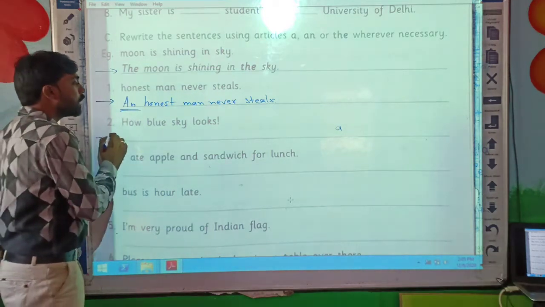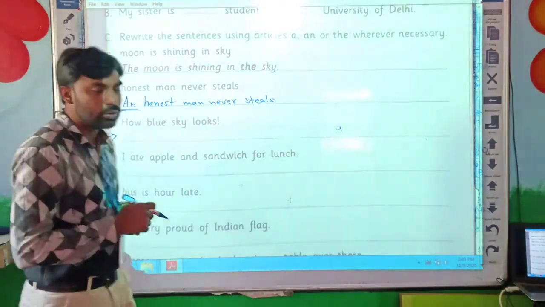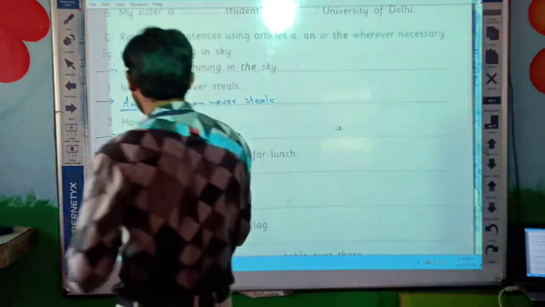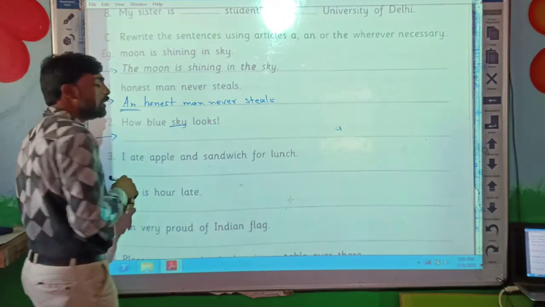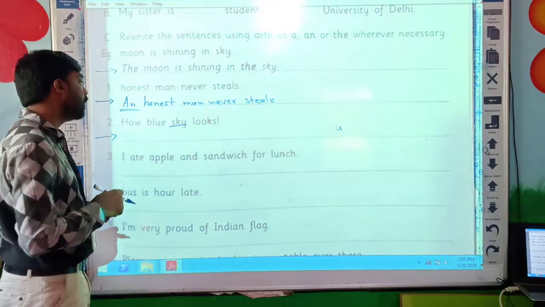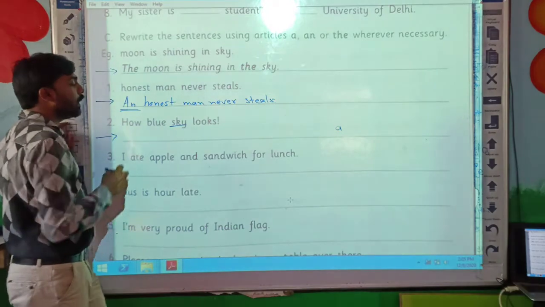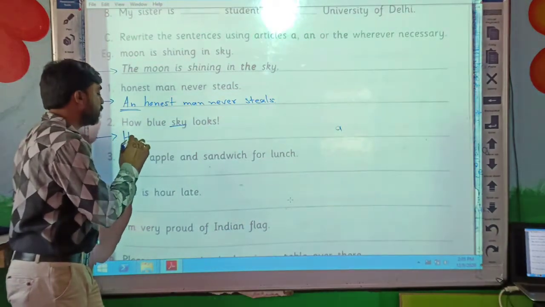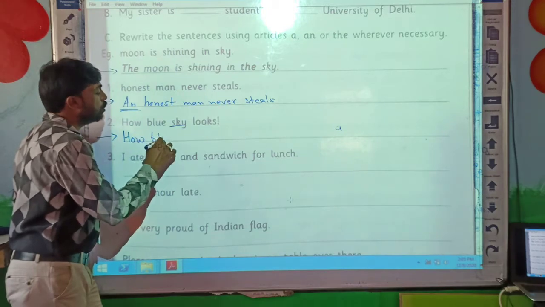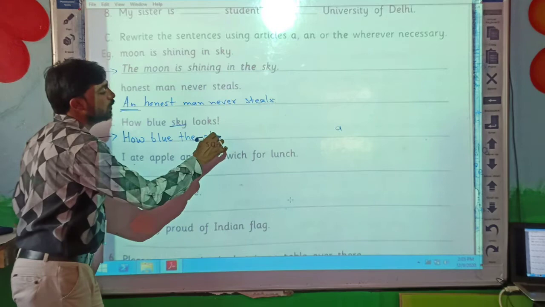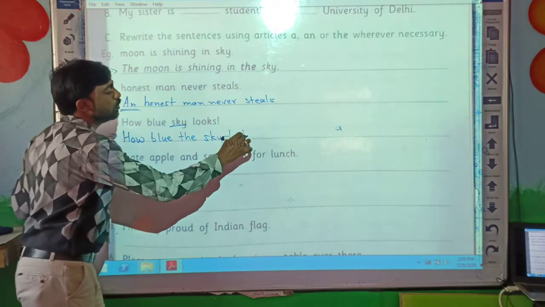How blue sky looks. So students, one noun is here, sky, and this is one common thing. This is one thing in the world only. So we have to use the article before sky. So which article should be there for sky? How blue the sky looks.